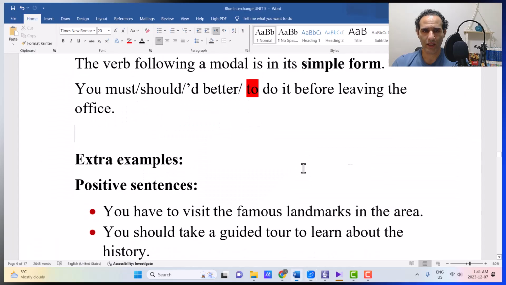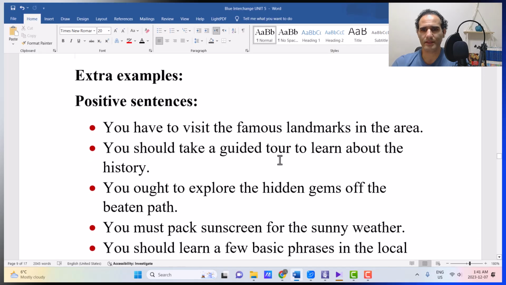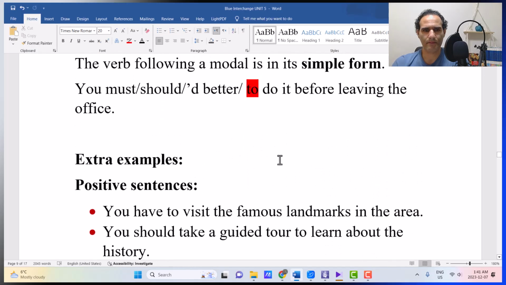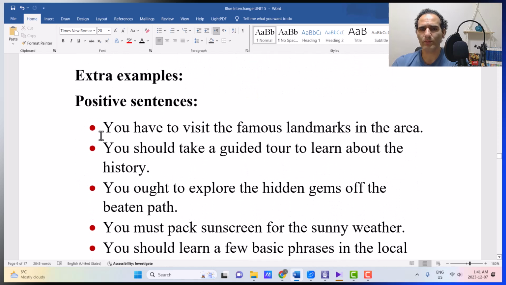Good. Have I prepared anything for you? Yes. Yes. With modals, loads of examples in positive sentences.